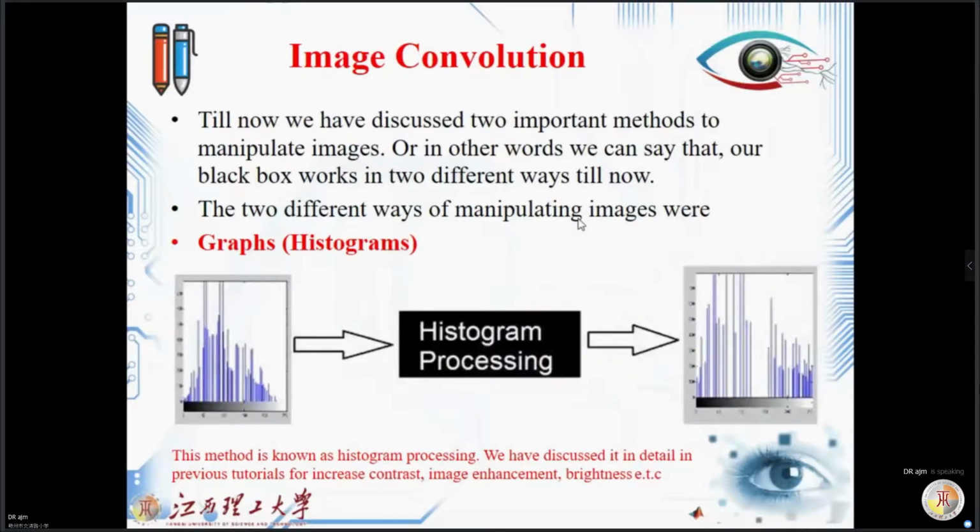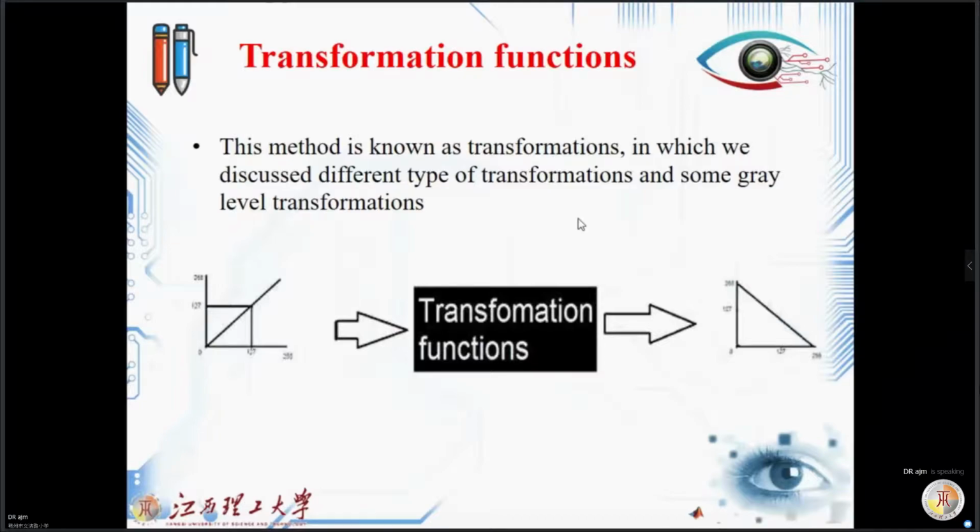One was the graph or the histogram. This method is known as the histogram, and we discussed it in detail in the previous part about image enhancement and brightness. On the other side, we have another part that we will discuss, but before that, I wanted you to know that we have the transformation function, which is this method. We discussed different types of transformations and many gray level transformations. As you can see from the figure, we do some action on the input signal, which can be an image or a signal, and give the output based on the transformation method.